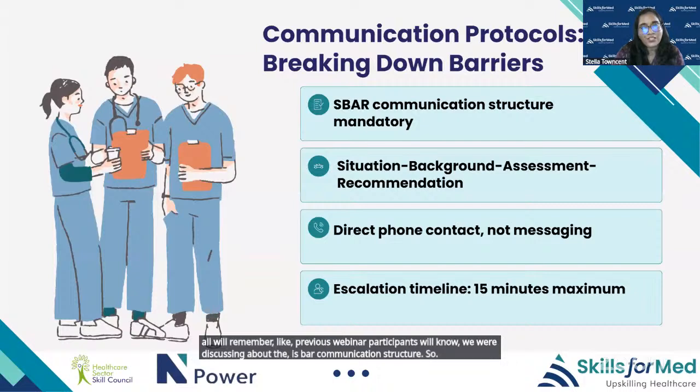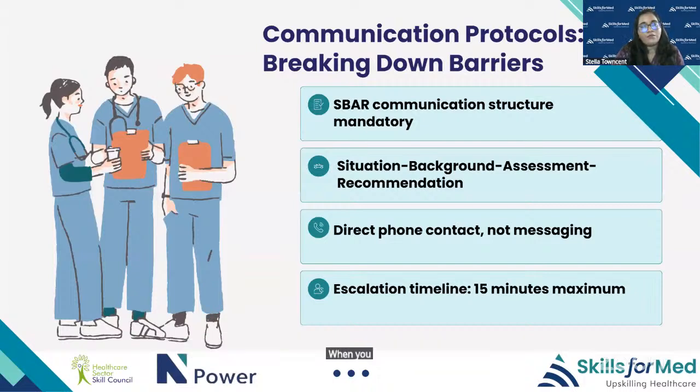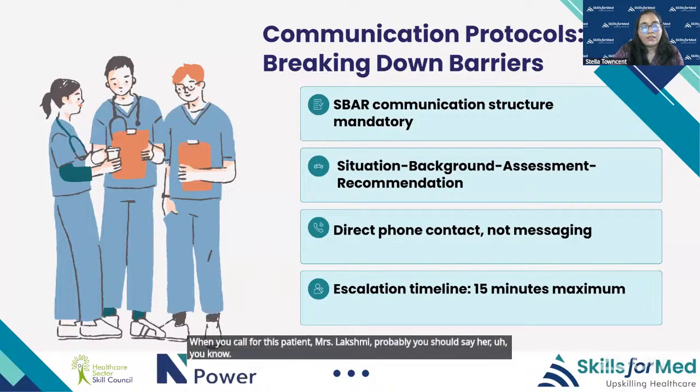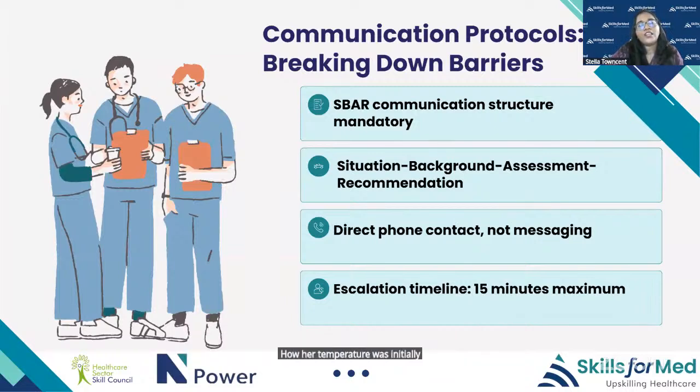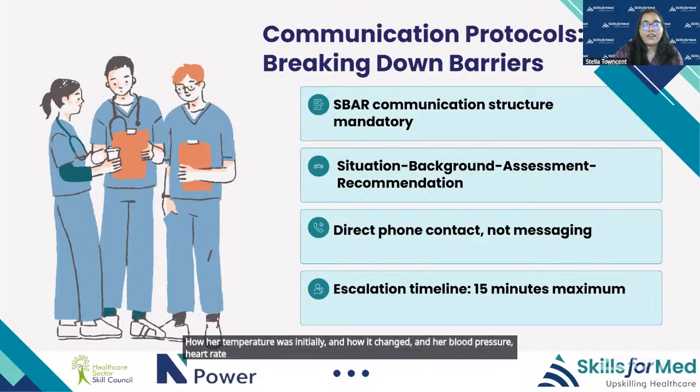So for such patients, when you call about Mrs. Lakshmi, in the situation you should give the timeline of her vital parameter changes, how her temperature was initially and how it changed, her blood pressure, heart rate, respiratory rate, and also her current situation, her mental status. In the background, you will say she came with a UTI, and you will talk about all the assessments you have done for the patient, including the SIRS criteria. You can also tell the doctor your MEWS score in the assessment for this patient.